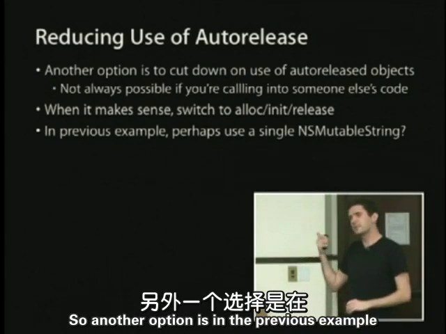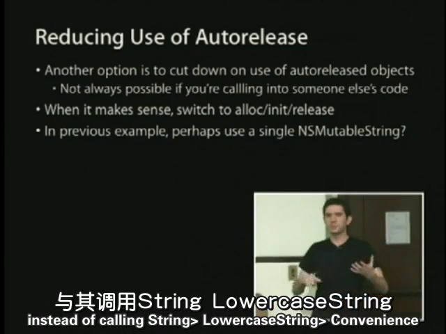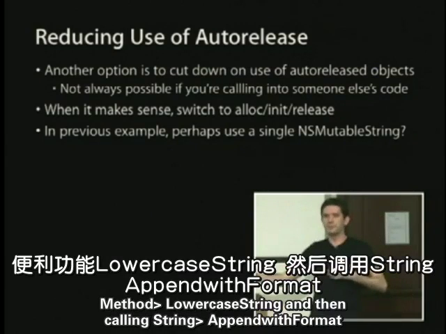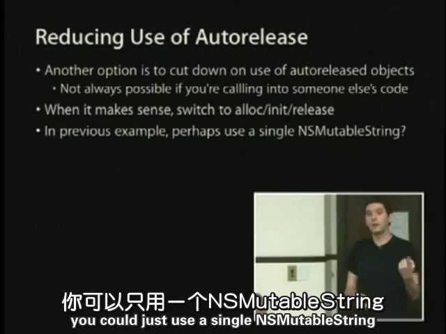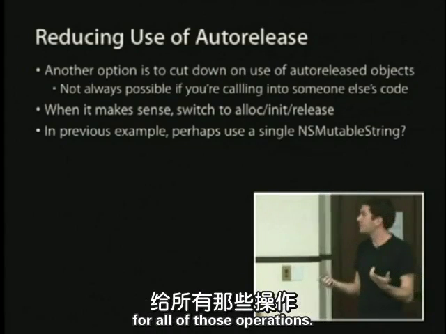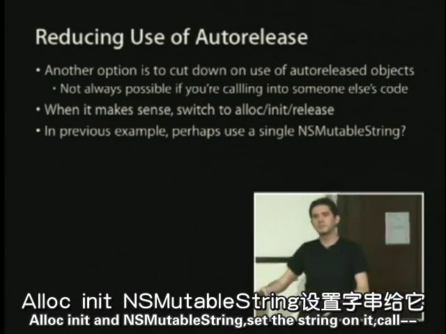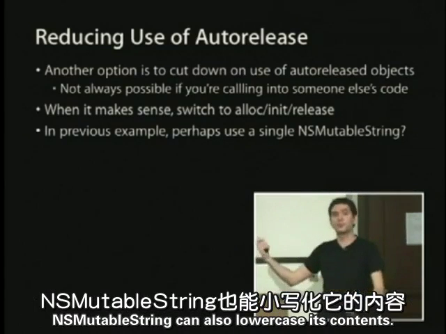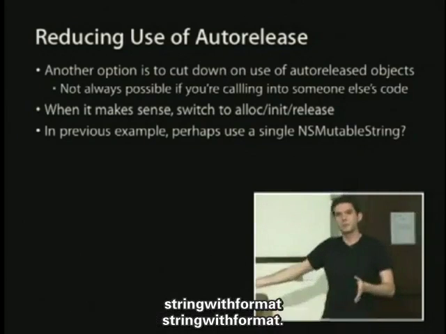So another option, in the previous example that we just looked at, instead of calling string lowercase string, the convenience method to lowercase the string, and then calling string append with format, you could just use a single NS mutable string for all of those operations. Allocate an NS mutable string, set the string on it. NS mutable string can also lowercase its contents. It also has a method to append an additional string with format.